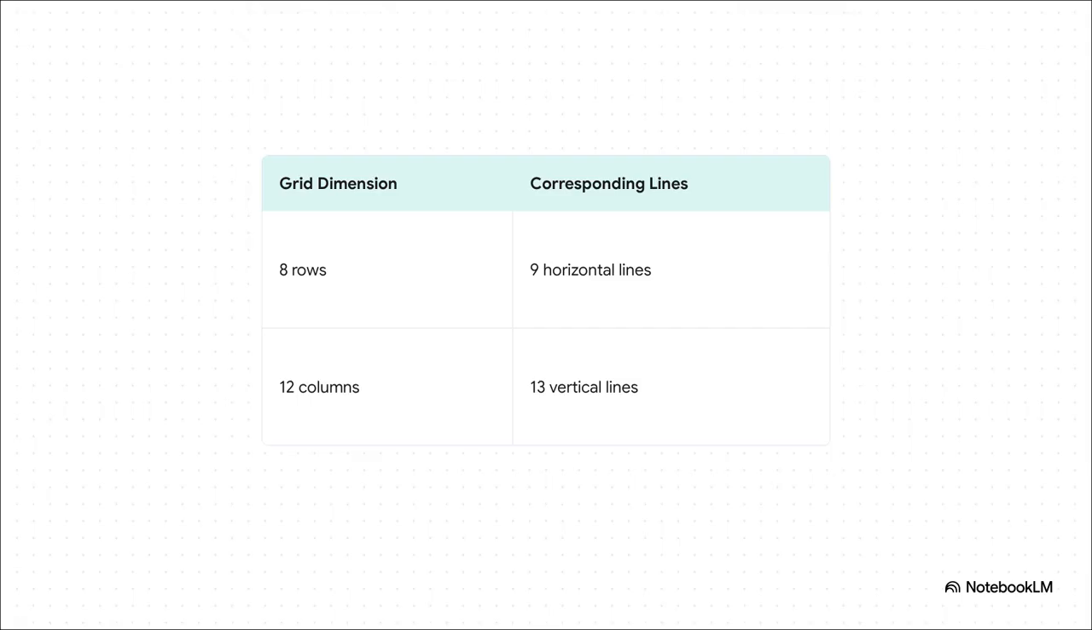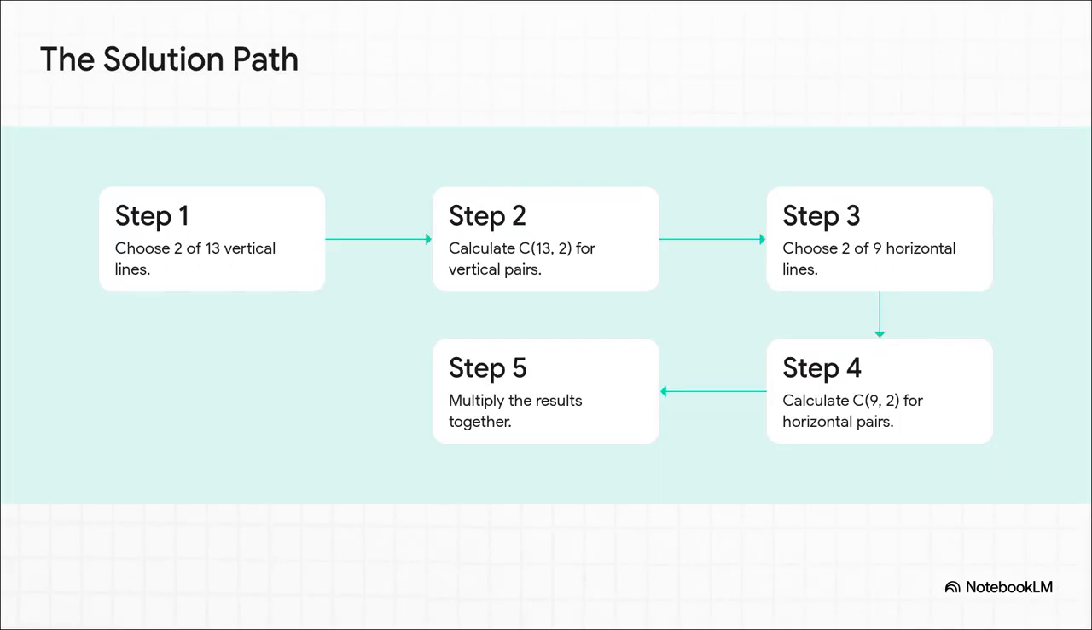First things first, let's count our lines. If you have a grid with 8 rows of squares, that means it's actually made up of 9 horizontal lines, right? And a grid with 12 columns of squares needs 13 vertical lines to define them. So our job is to pick the boundaries for our rectangle from these 2 sets of lines. So here's our game plan. First, we're going to figure out how many different pairs of vertical lines we can possibly choose. Then, we'll do the exact same thing for the horizontal lines. And for the grand finale, we'll just multiply those 2 numbers together to get the total.